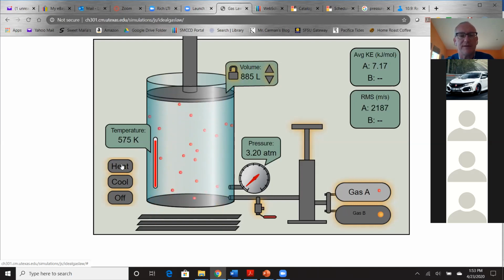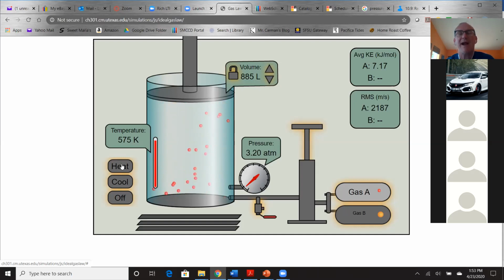All right, now I'm up to 575 K. Speed and kinetic energy increased. But what do you notice about the molecules? They're moving around faster. But what else about them? They're colliding more.